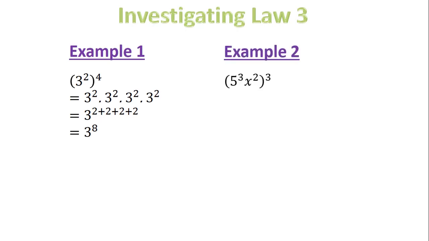Example 2. Here we have 5 cubed x squared and all of that to the power of 3. So our first step is to write out what we've got in the bracket 3 times and make sure they're multiplied by each other. So that equals 5 cubed x squared, 5 cubed x squared, and 5 cubed x squared, and they're all multiplied. Remember, if there's no sign between the brackets, it means multiply.